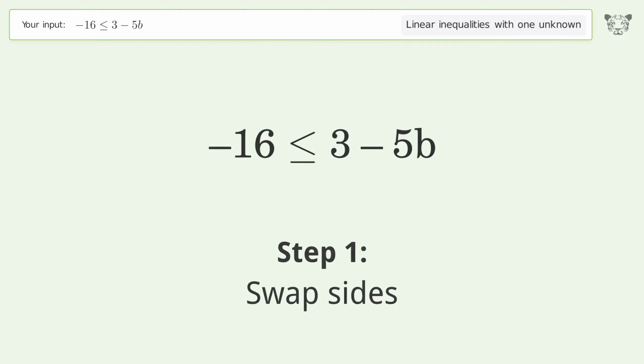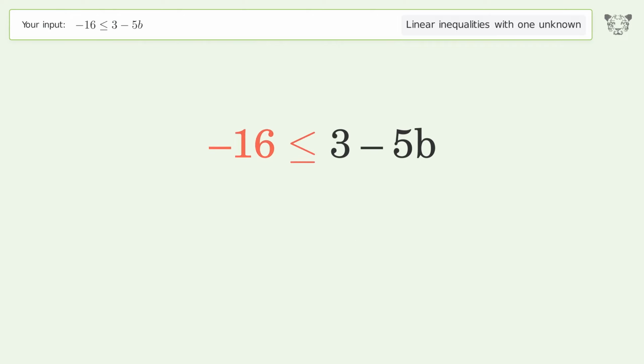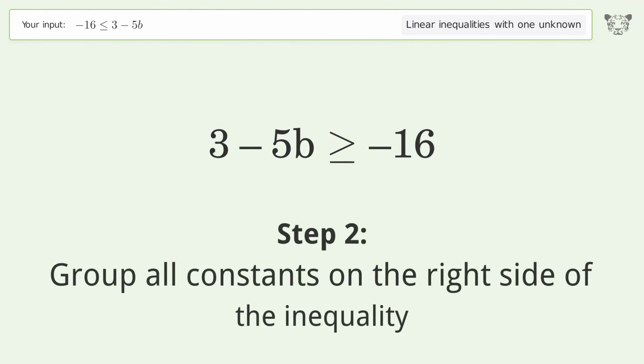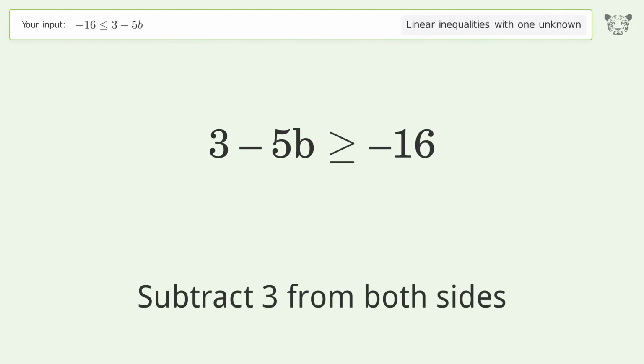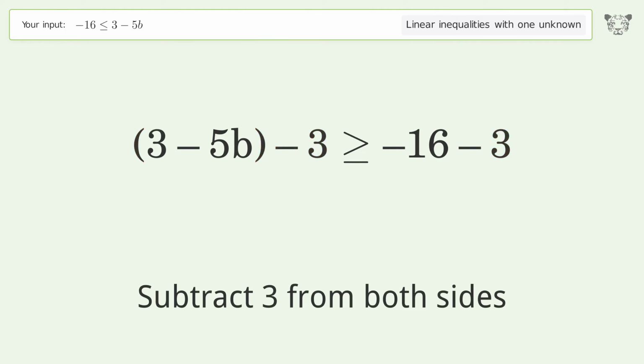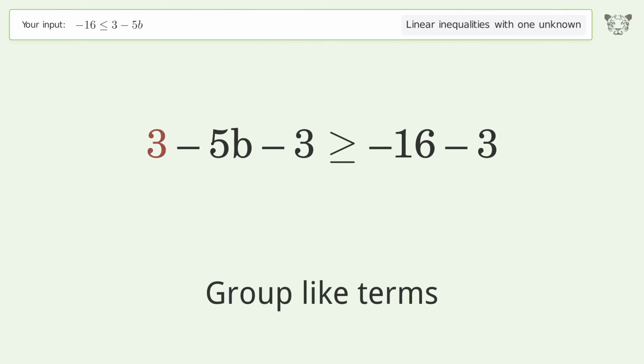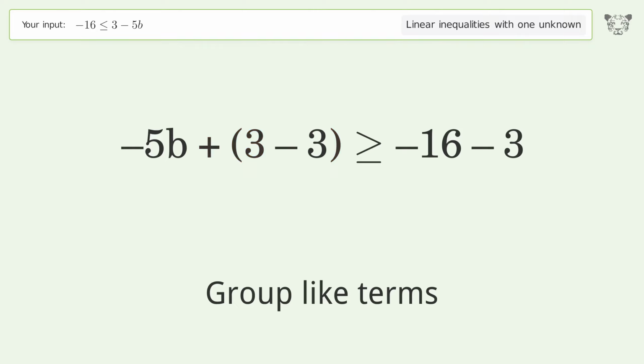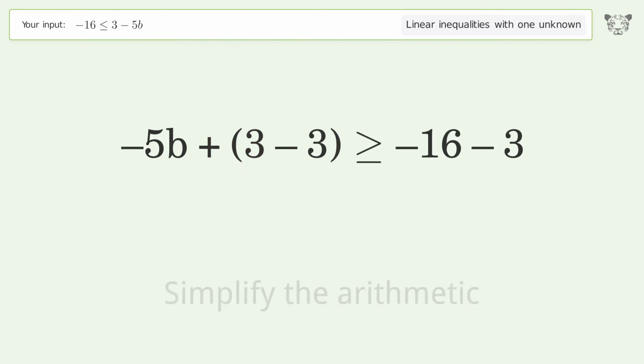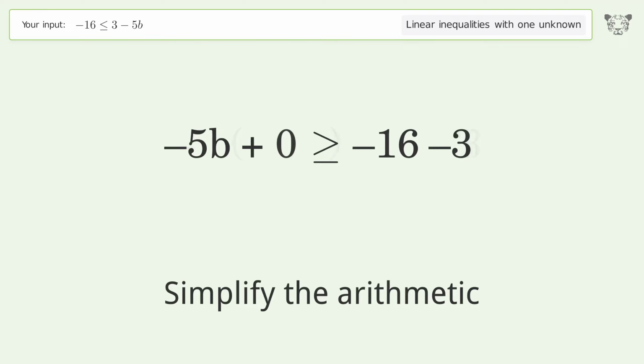Swap sides. Group all constants on the right side of the inequality. Subtract 3 from both sides. Group like terms. Simplify the arithmetic.